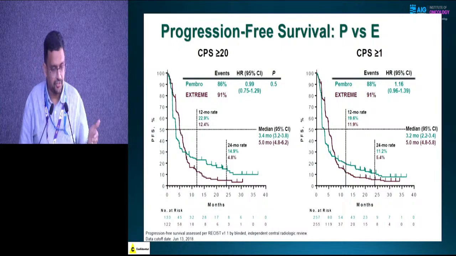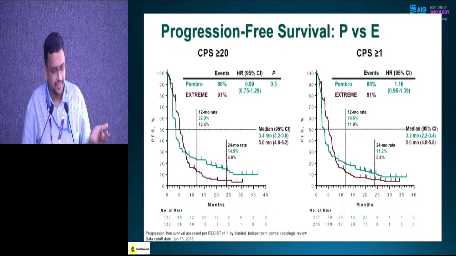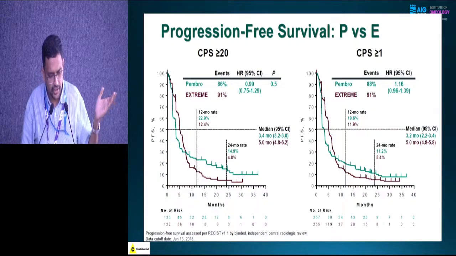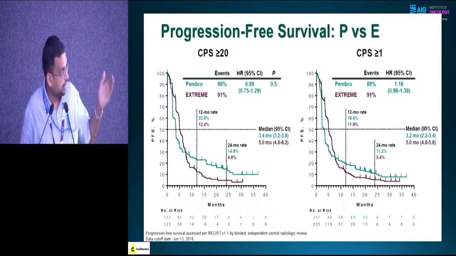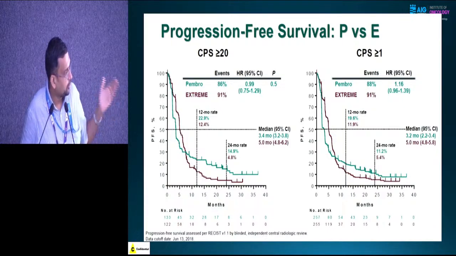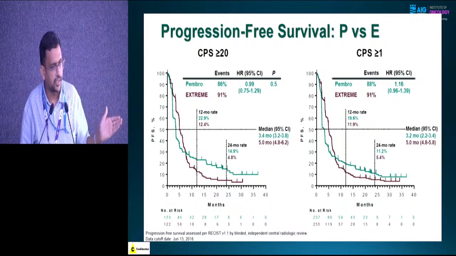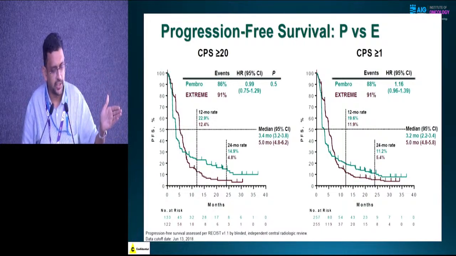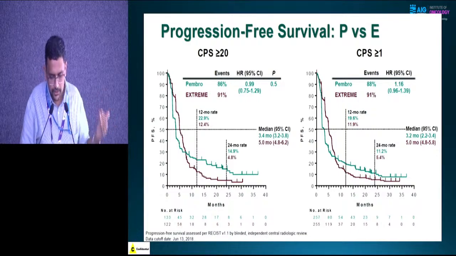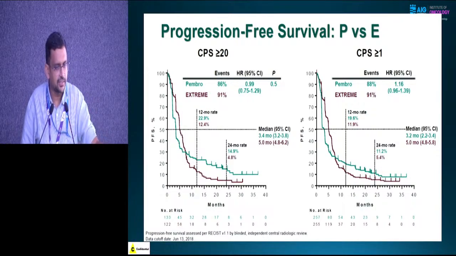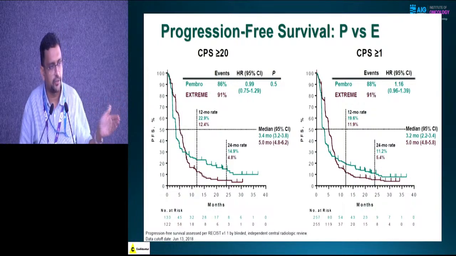This is the PFS. And there things become interesting. Look at the PFS. Absolutely hardly any difference. In fact, your Pembro does worse. You have only 3.5 months of Pembro monotherapy versus 5 months with the chemotherapy. Look at the CPS 1. It's only 3.5 months. Effectively, for a lot of us, we do the first scan after 3 months, and that's when you're going to see progression in quite a few patients.